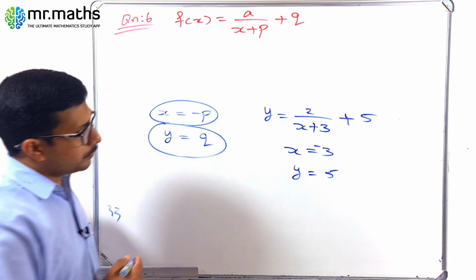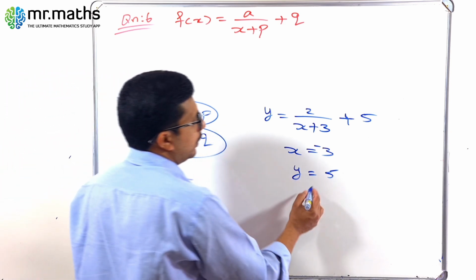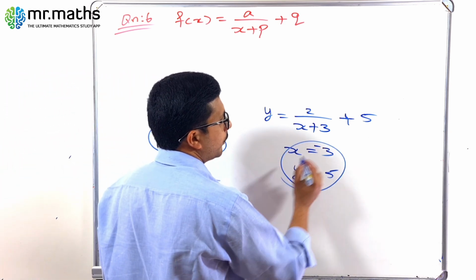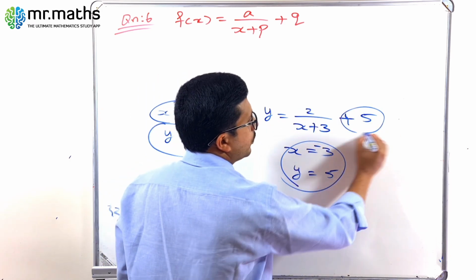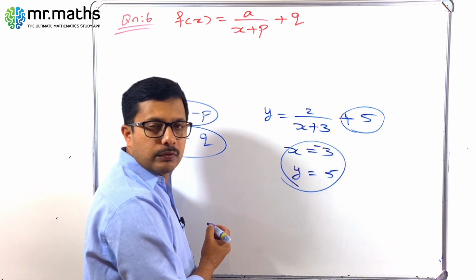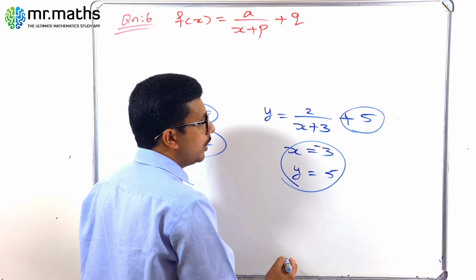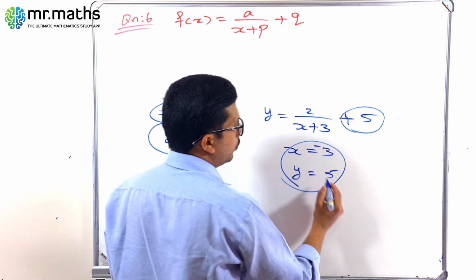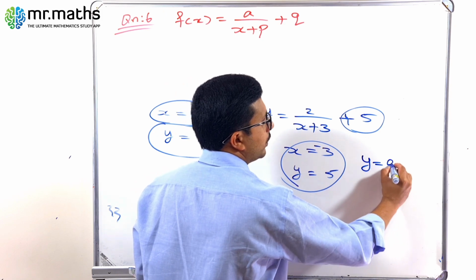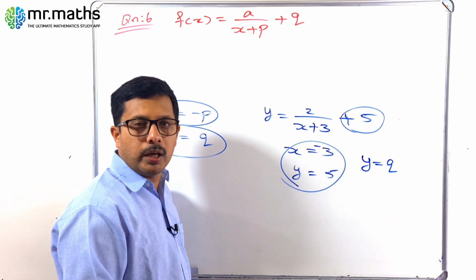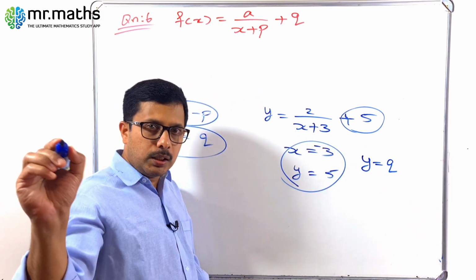Anyway, these are the asymptotes of this equation. Here, what is this asymptote? Y is equal to 5. What is that one? That is a horizontal asymptote. So y is equal to q. Generally we write it like this, y is equal to q, and that is the horizontal asymptote.